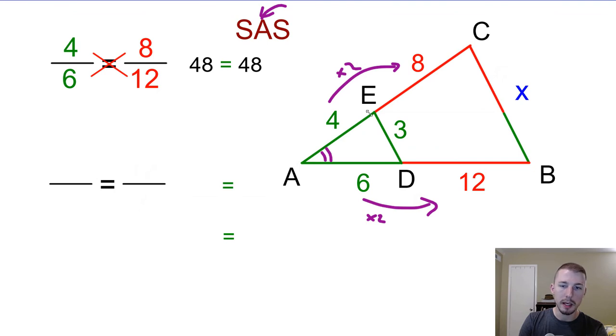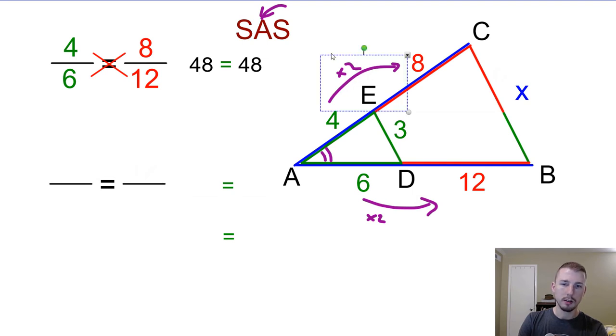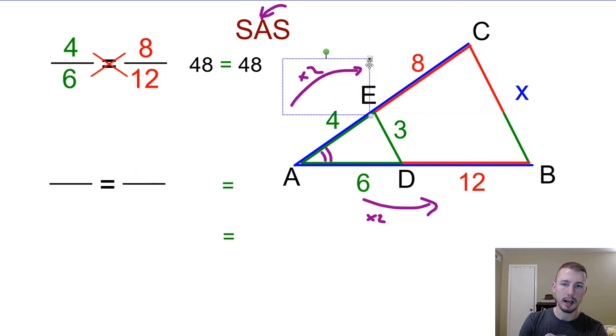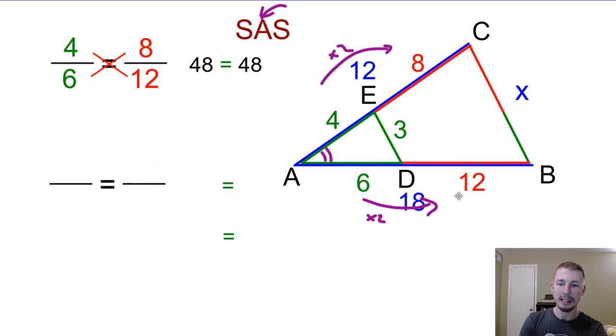But if we look at the big triangle, which would be like this blue triangle here, the blue lengths here, we add those together. So 4 plus 8, when we add those together, is going to give us 12. And when we add these together, it's going to give us 18.